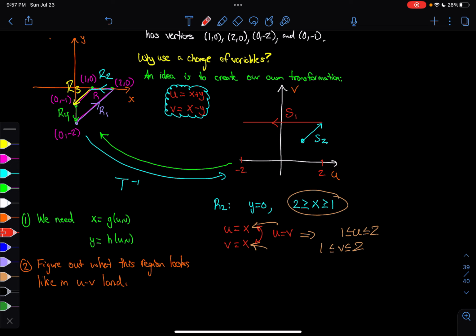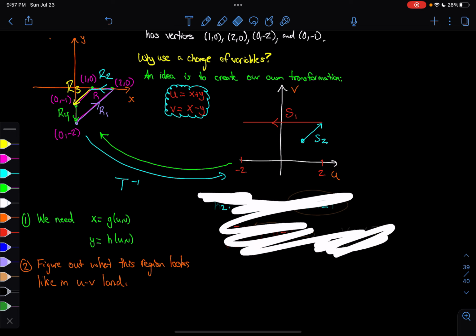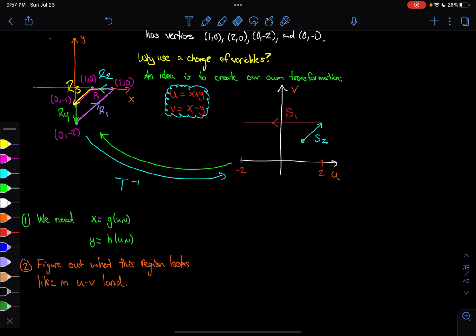Cool, great. Let's do R3. So R3, what is that? Well, I'm erasing this. R3 also looks like the line y equals x, but shifted down 1. So I believe this is the line y equals x minus 1 for what values of x? Well, technically x goes from 1 to 0, so maybe I'll write it like this: x goes from 1 to 0.